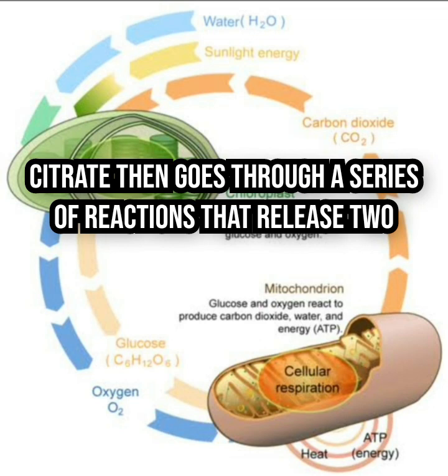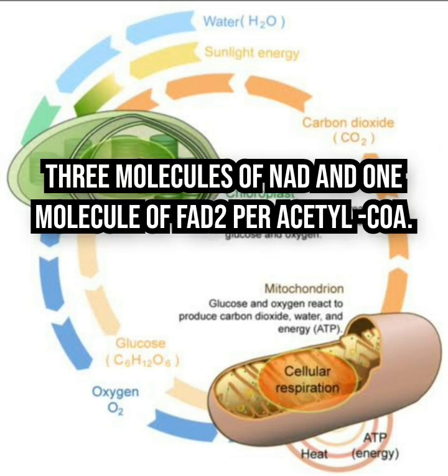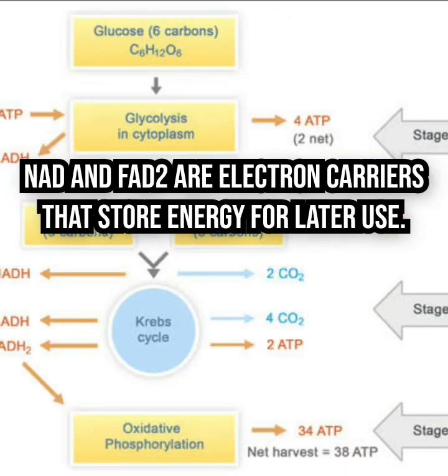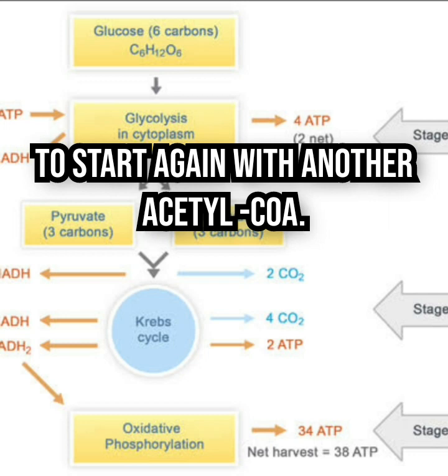Citrate then goes through a series of reactions that release 2 molecules of carbon dioxide and produce 1 molecule of ATP, 3 molecules of NADH, and 1 molecule of FADH2 per acetyl-CoA. NADH and FADH2 are electron carriers that store energy for later use. Oxaloacetate is regenerated at the end of the cycle to start again with another acetyl-CoA.